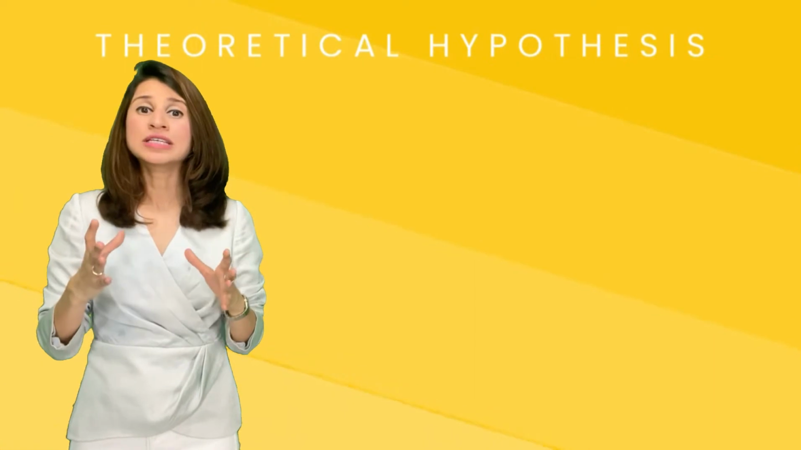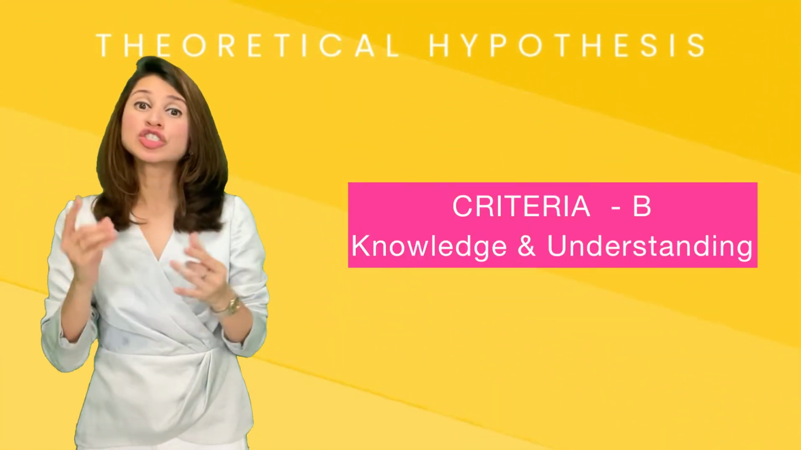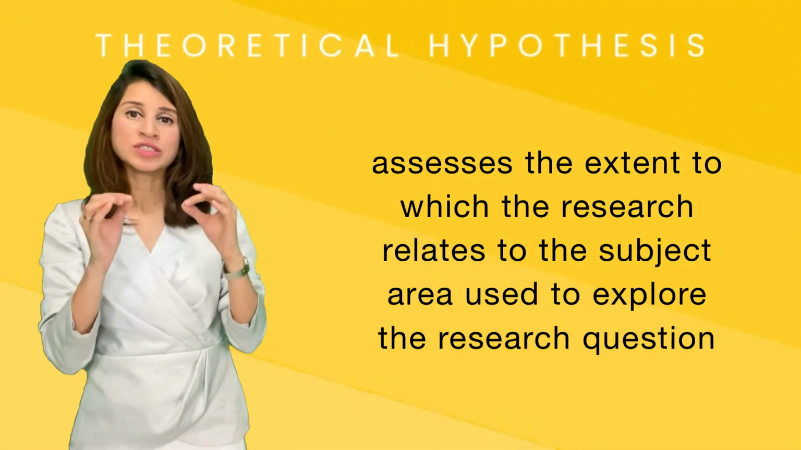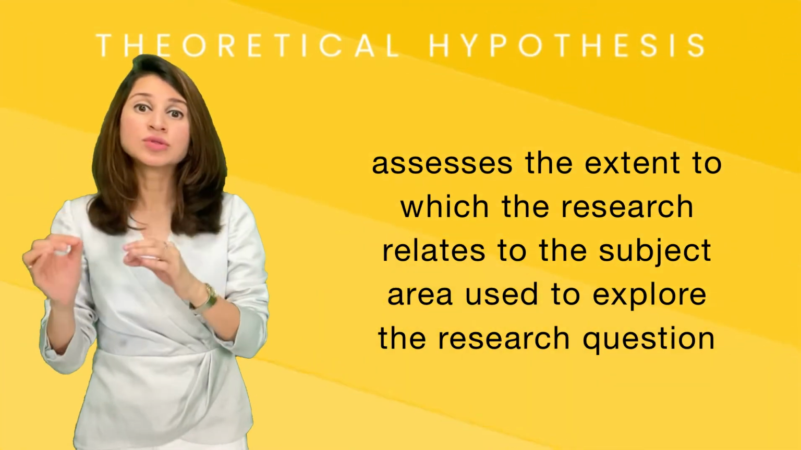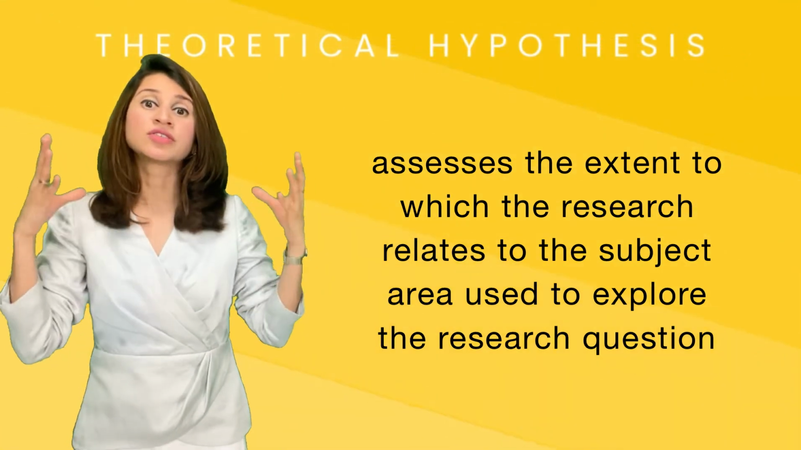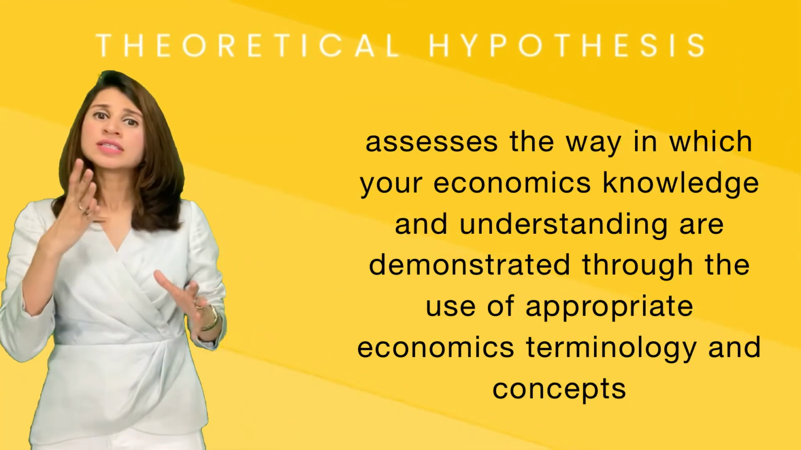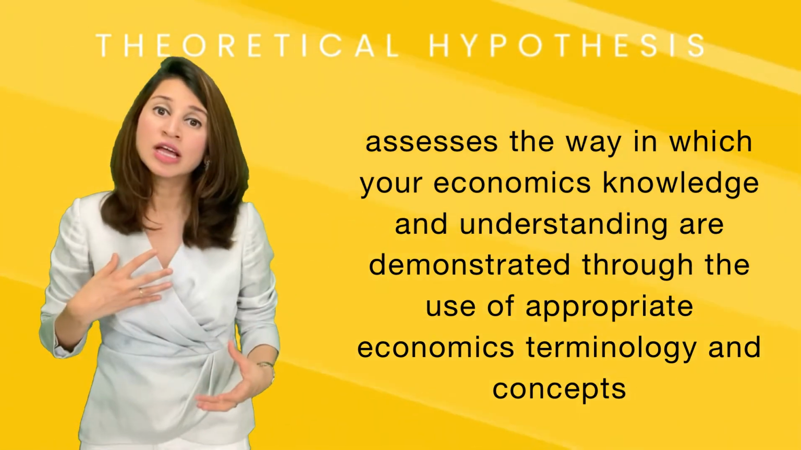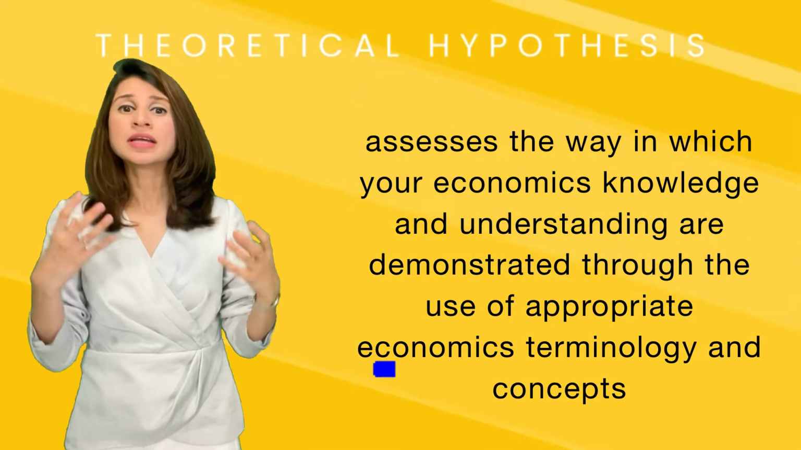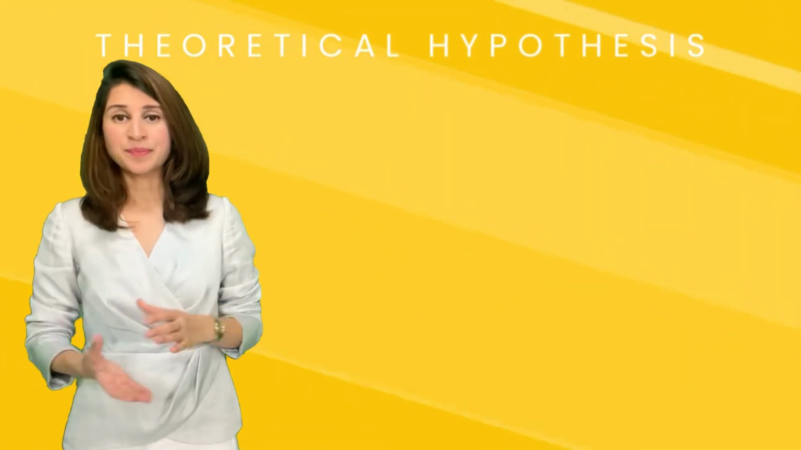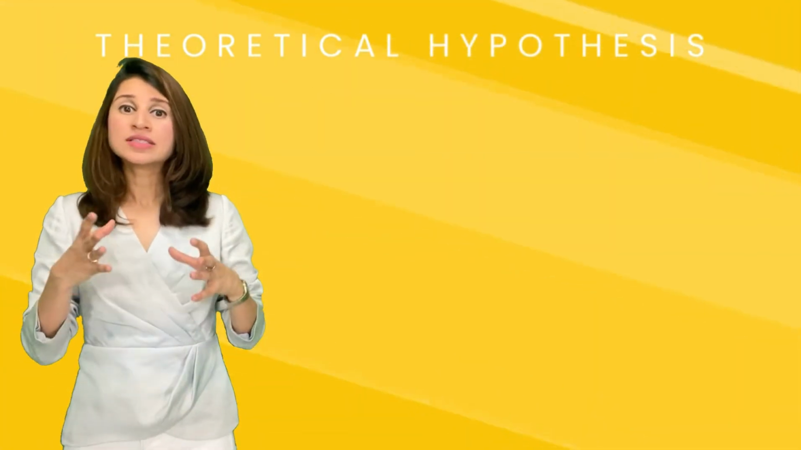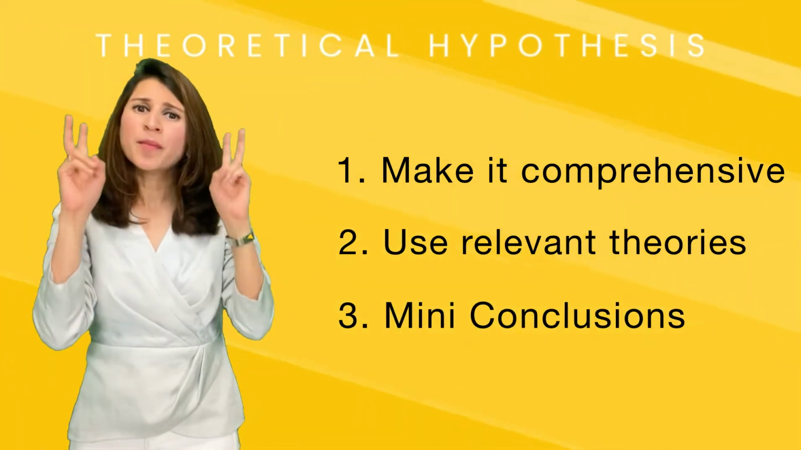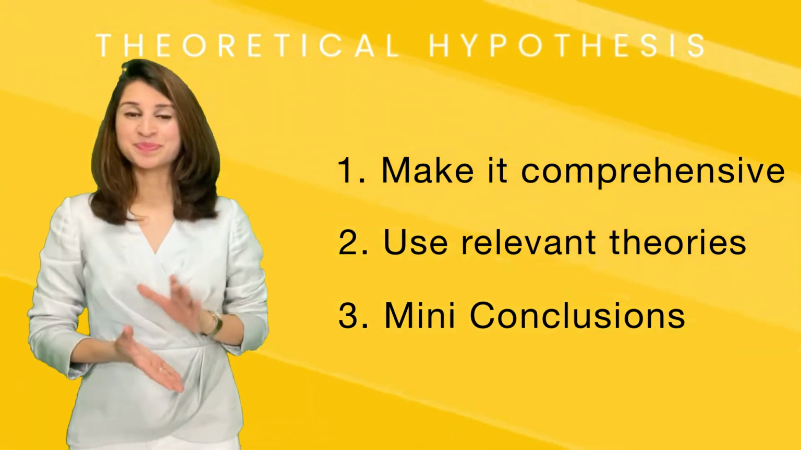Now, this part of your EE is associated with criteria B, that is knowledge and understanding. The criteria assesses the extent to which the research question relates to the subject area used to explore the research question. It also assesses the way in which your economics knowledge and understanding are demonstrated through the use of appropriate economic terminology and concepts. So please try to make this section as comprehensive and use the right theories to analyze and draw mini conclusions for your research question.